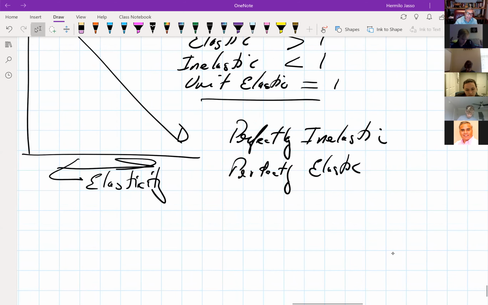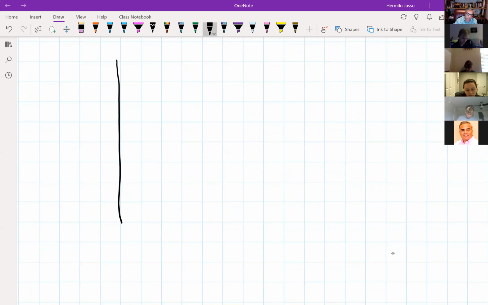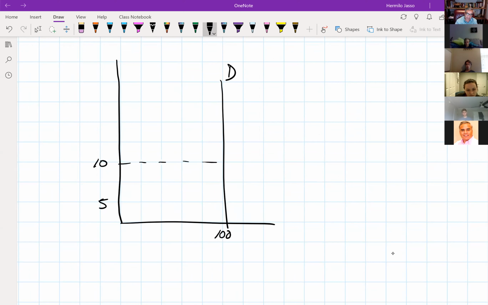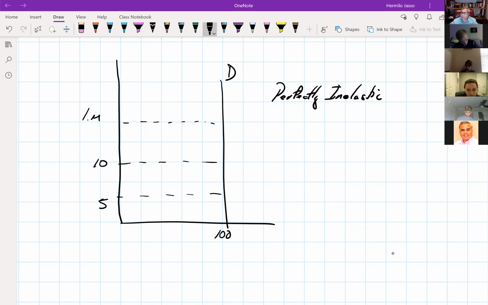Okay, let me give you an example of a product that has a perfectly inelastic demand. Boom, the demand curve looks like this. If you charge $5, you're going to sell 100 units. You increase the price to 10, you're still going to sell 100 units. You increase the price to $1 million, you're still going to sell 100 units, which means that this is perfectly inelastic. People do not respond, period.